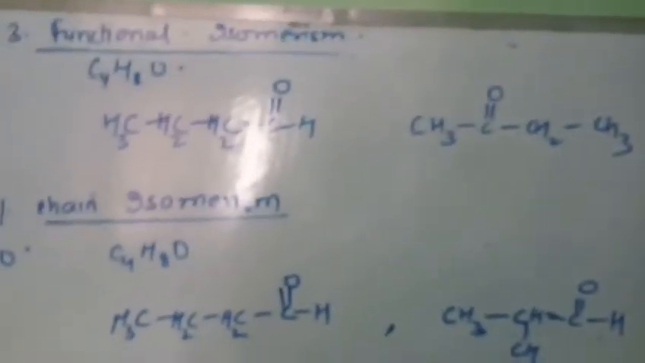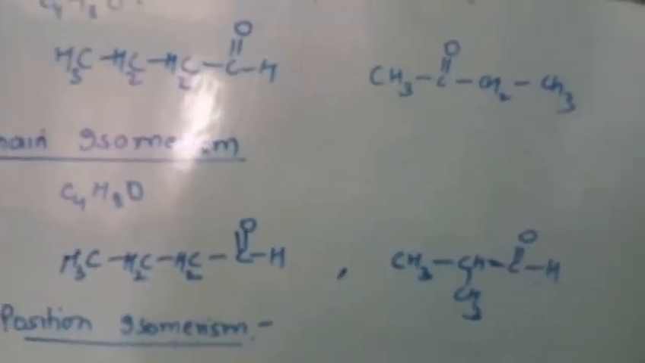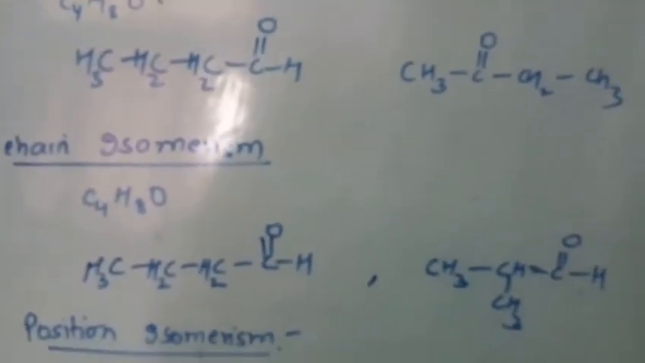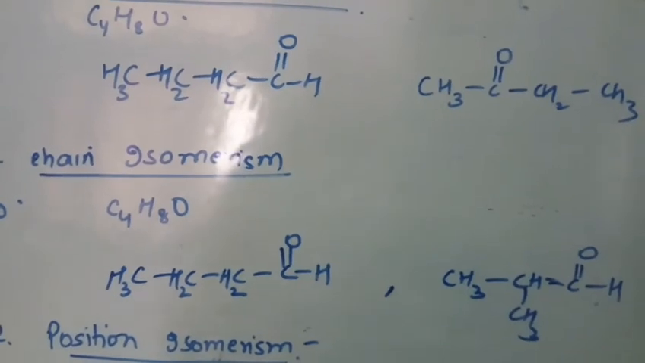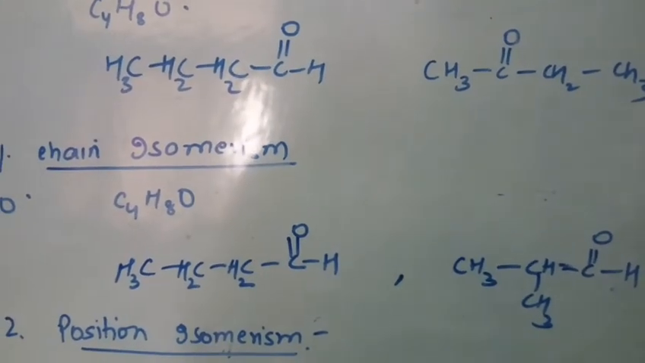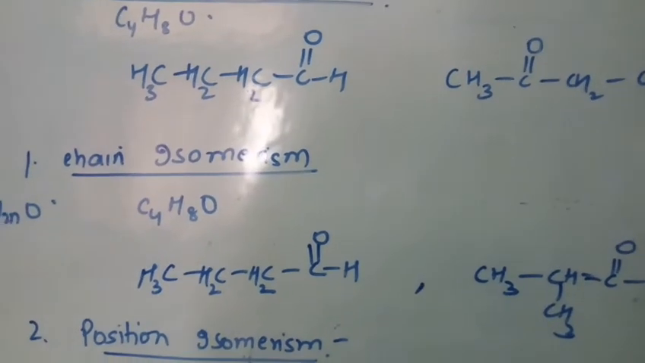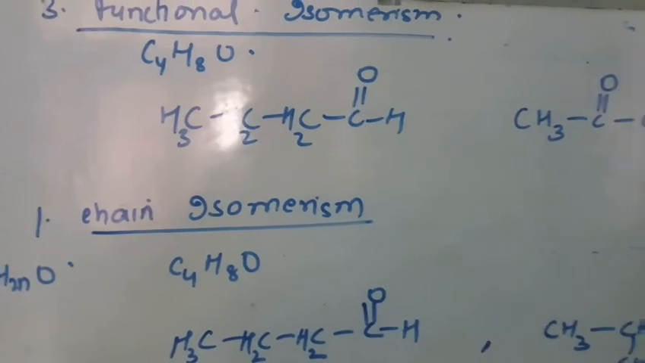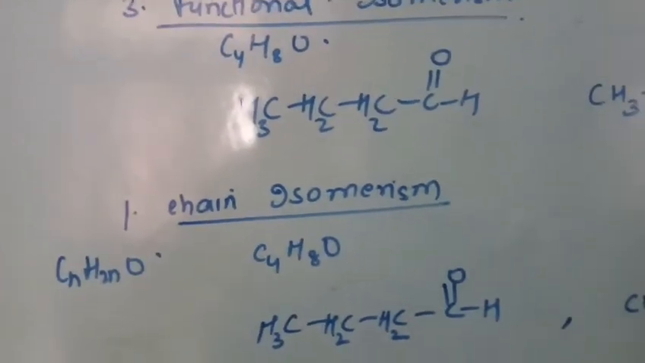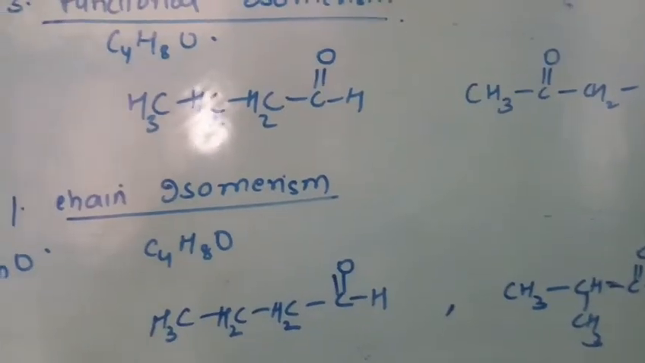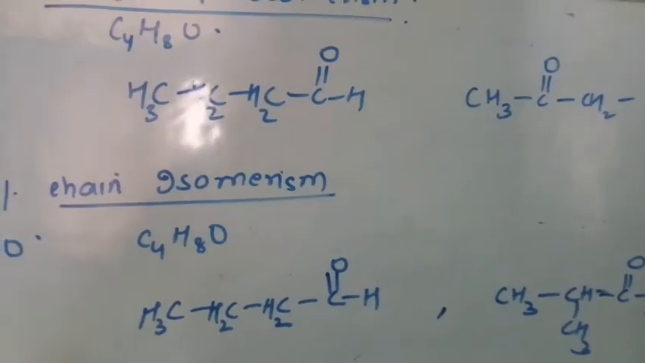Aldehydes and ketones are functional isomers of each other. Apart from the aldehydes and ketones, alcohols, then ethers, then certain cyclic compounds are also isomers of this compound. But in your syllabus only aldehydes and ketones as functional isomers are included, so let it be. Okay, you are studying this much only. So this is about the isomerism.